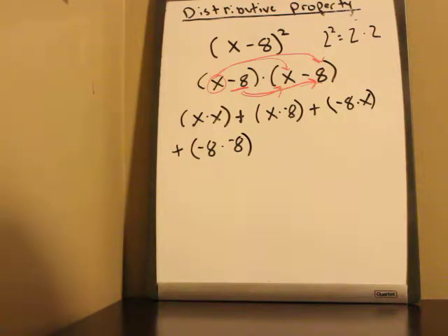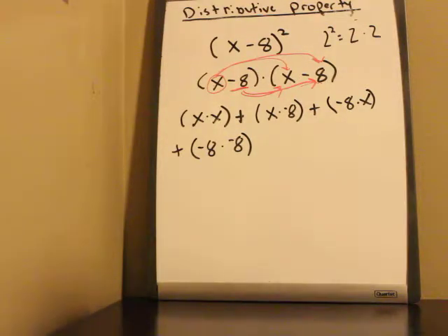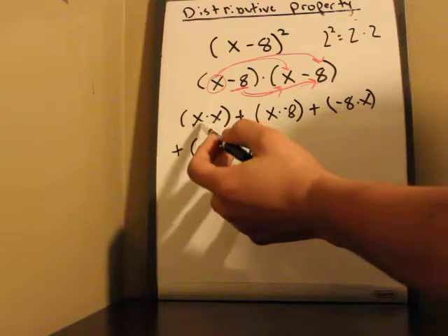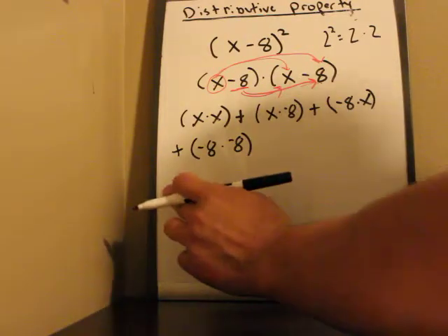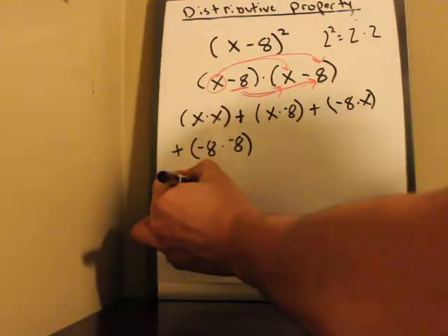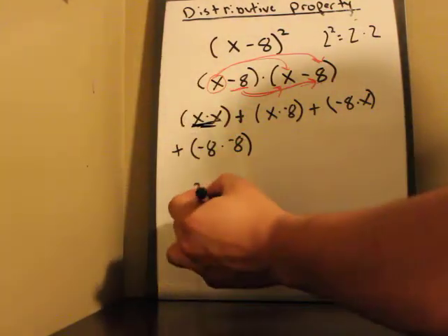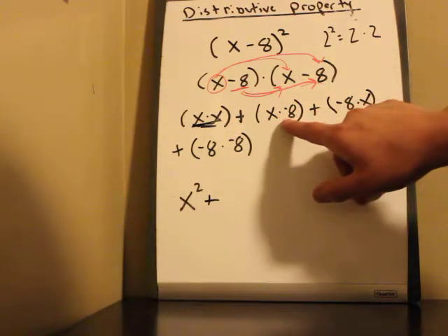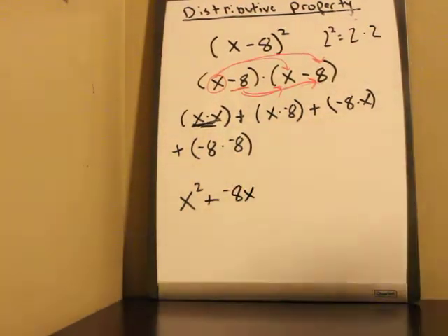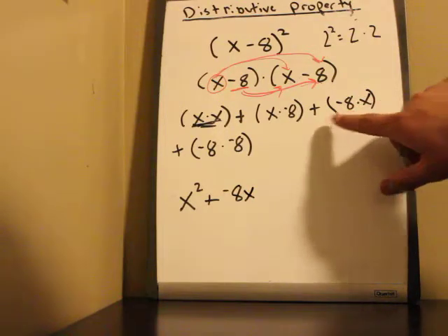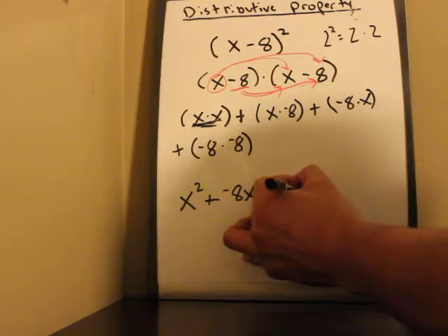Okay, so now all we need to do is simplify this. To do that, what's x times x? Well, that's just x squared. Plus, x times negative 8 is the same thing as plus negative 8x. And here we have plus negative 8x. Negative 8 times x is going to be the same thing, plus negative 8x.